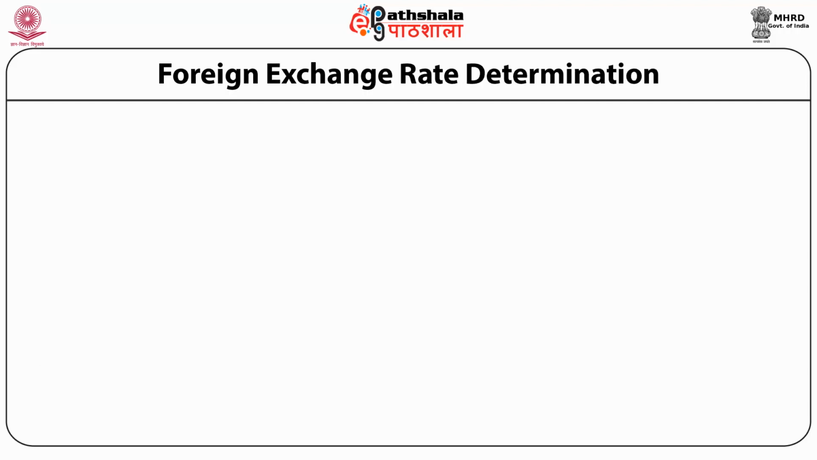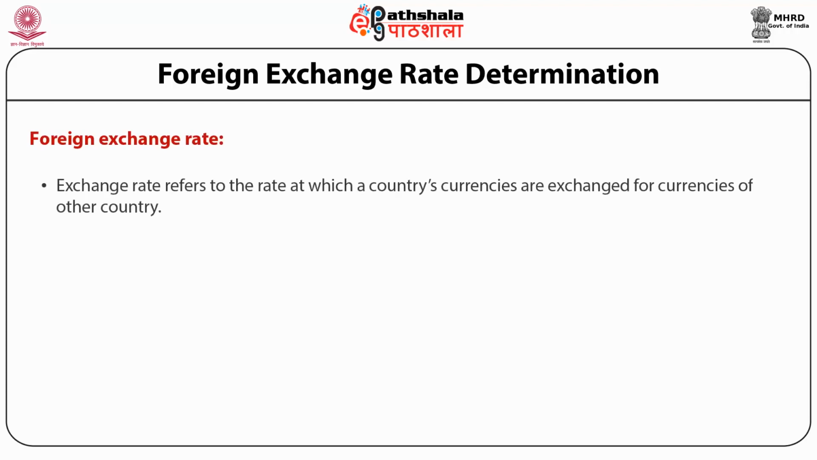Now, after understanding what the foreign market is, let us now understand the foreign exchange rate and how it is determined. What is the foreign exchange rate? It refers to the rate at which a country's currency is exchanged for the currency of another country. In other words, it is the price of one currency in terms of another currency.